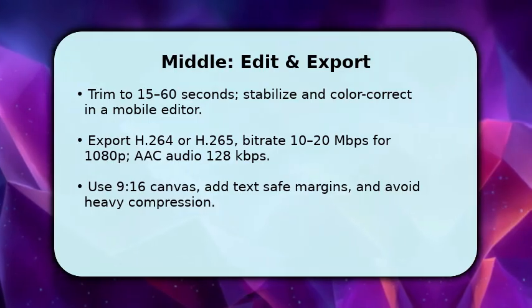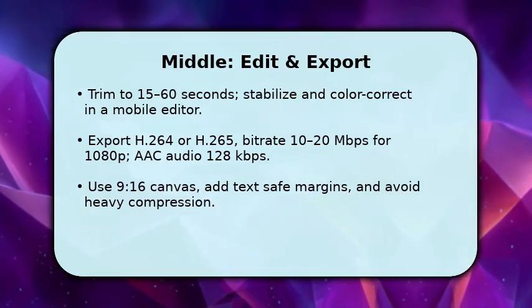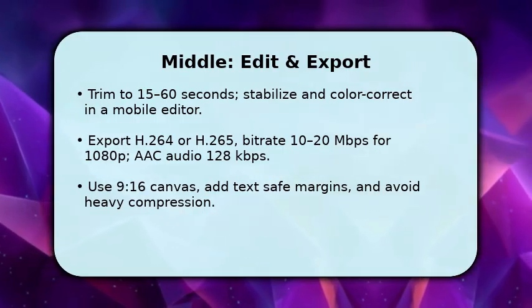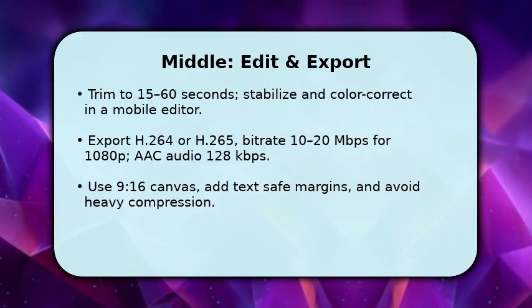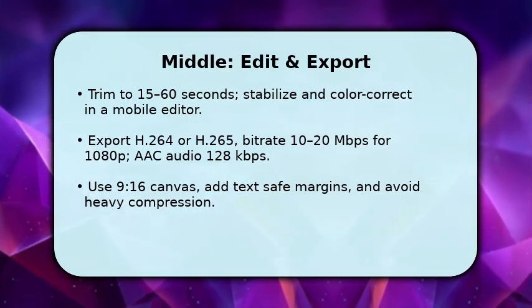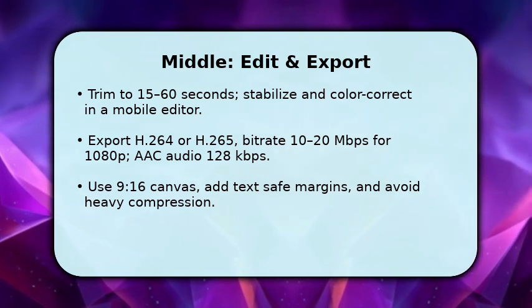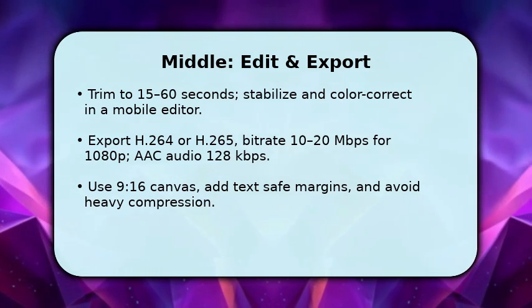Export using H.264 or H.265 with a higher bitrate, about 10 to 20 Mbps for 1080p, and AAC audio at 128 kbps for clarity. Once exported, review the file on your phone to confirm it's sharp.